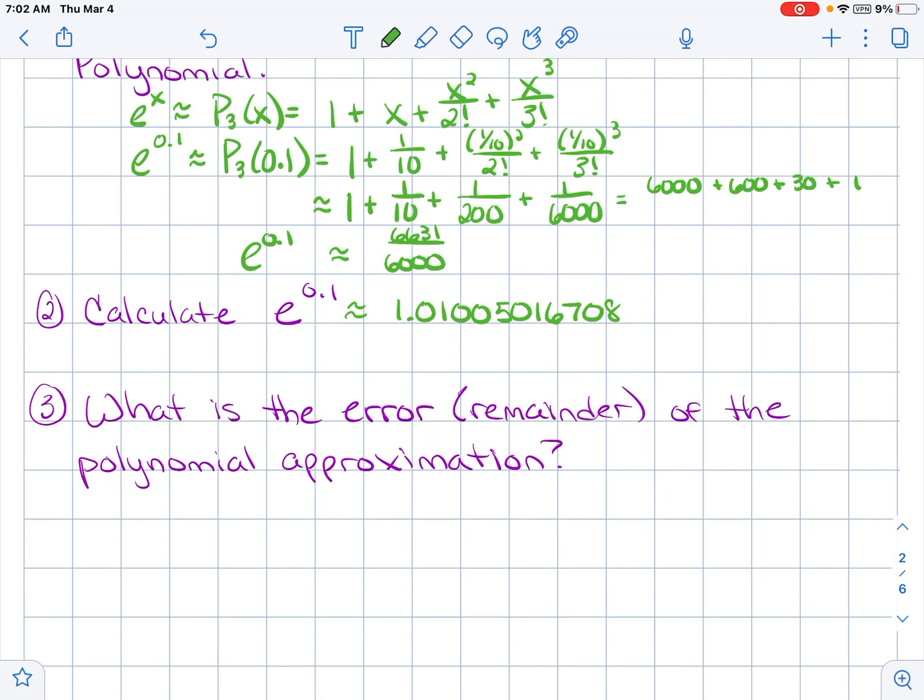And I know this defeats the purpose, but when I put my approximation into the calculator, this is my estimate. I got 1.105, so it's off by a bit, especially because this is an exponential function. 1, 6 repeating. So to find the remainder, this is the remainder then. This was a third order polynomial.